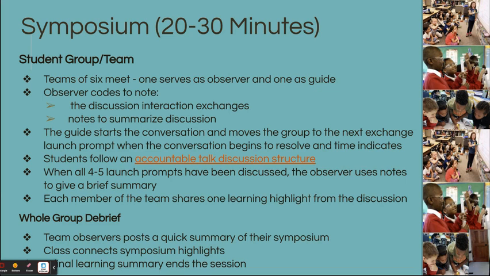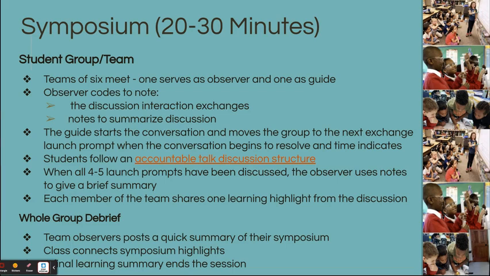You could have 6 with an observer if you've got a bigger class size. So you're probably going to have 4 or 5 groups going on at the same time. And they're going to be really focusing on their conversation, but the observers are just observing and taking notes and preparing a summary.